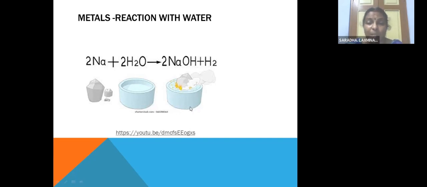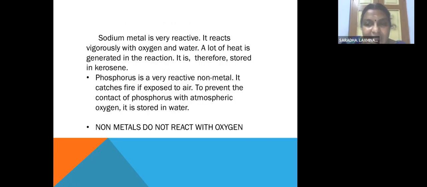The reason is that sodium is reactive. It can react with water, so we generally store it in kerosene. All this will help the child to better understand the reaction of metals with water, right? We can insist that a lot of heat is generated, therefore it is stored in kerosene. And we can even speak about phosphorus, how it reacts with the atmosphere and catches fire when exposed to air.